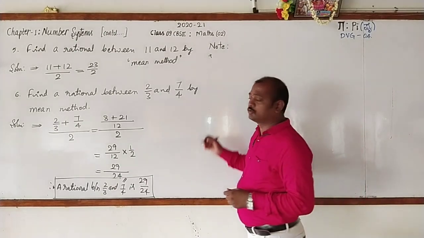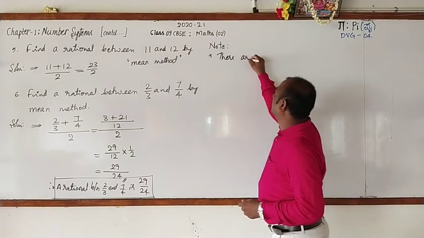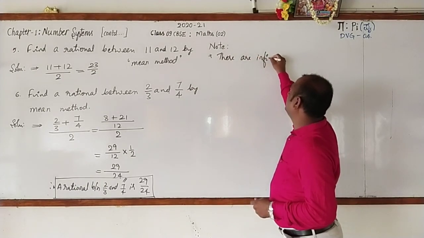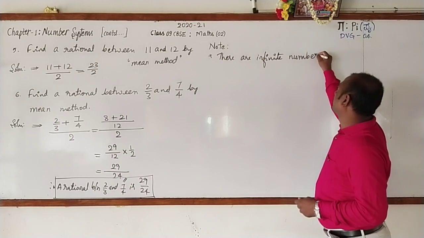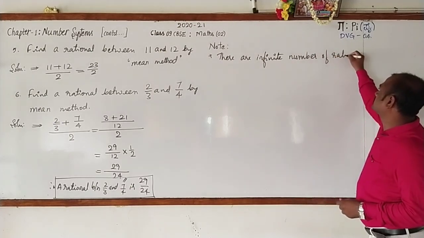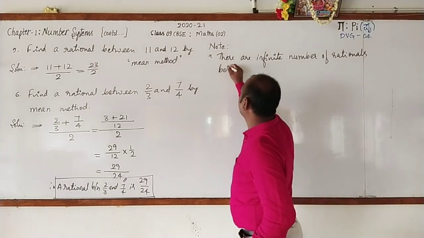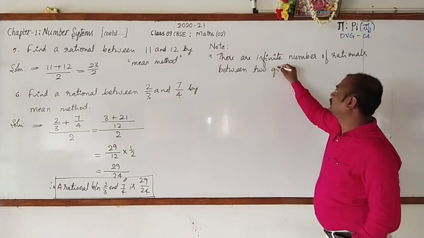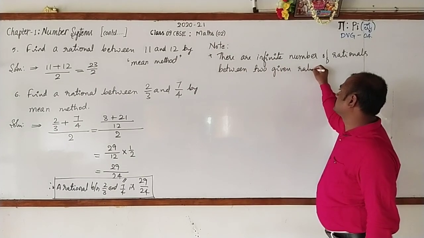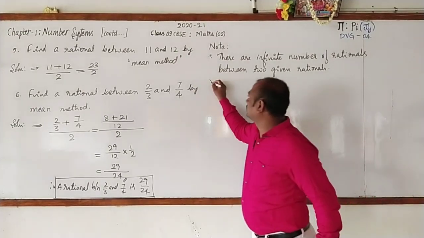Hence, we can conclude that there are infinitely many rationals between two given rational numbers. Let us write the conclusion. Right now, there are infinite number of rationals between two given rationals. Written up. Okay. Another point.